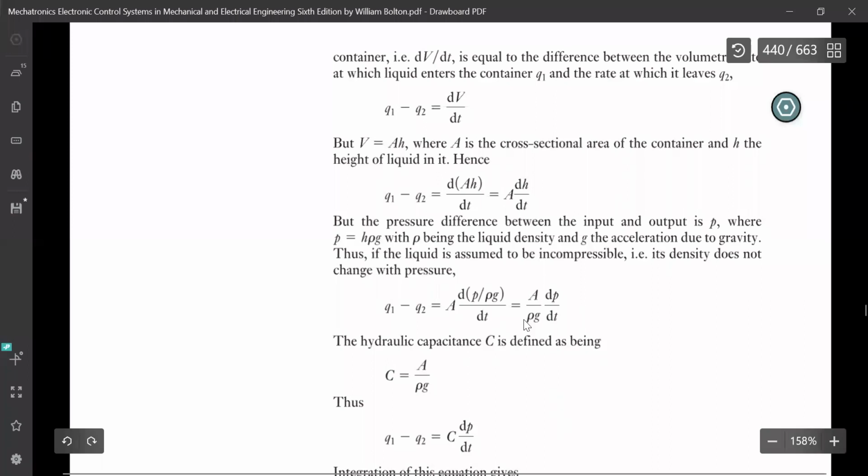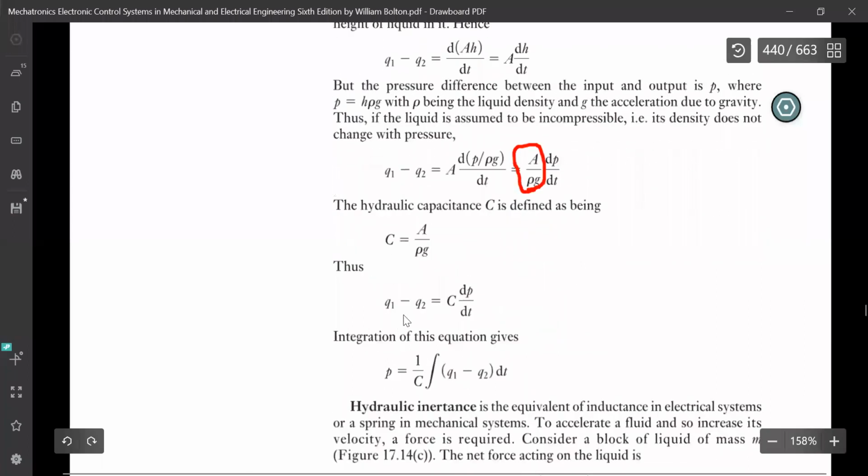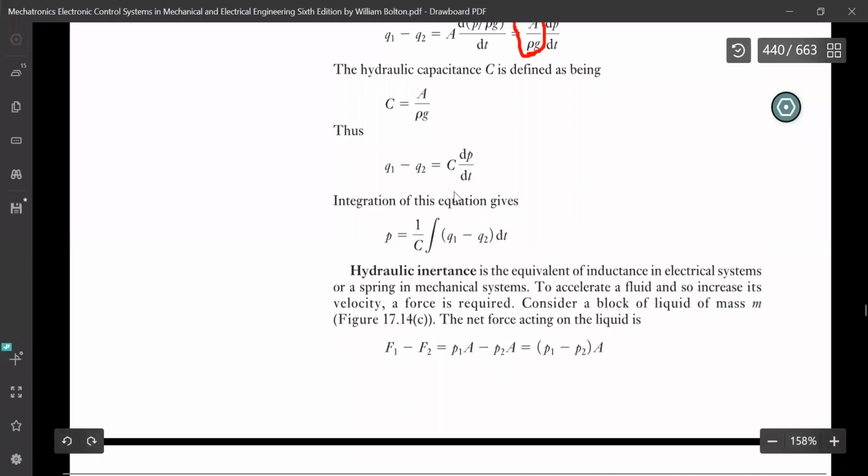So this term A by rho g is now known as the capacitance. Thus Q1 minus Q2 is equal to C times dP by dt. Taking its integration, P is equal to 1 by C times the integral of Q1 minus Q2 into dt. This is another element you must remember while you will be using this for system modeling in the next chapter.